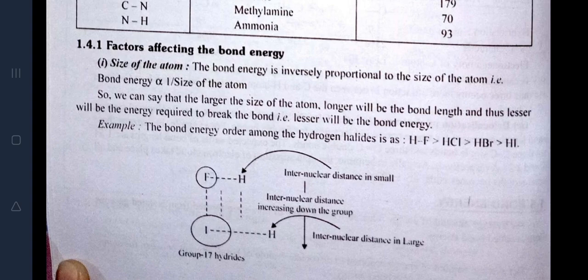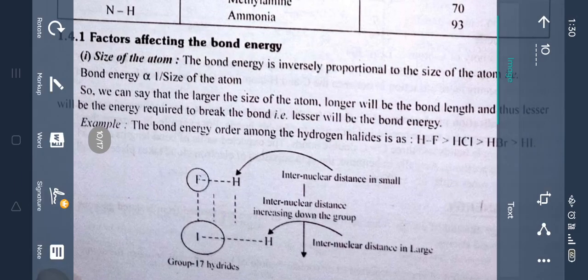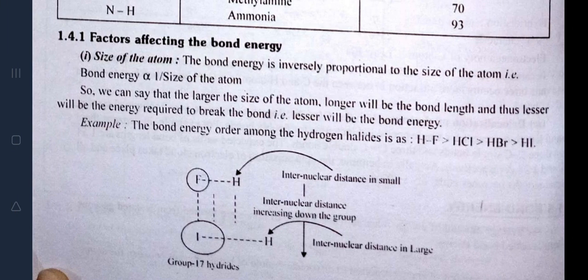First of all, the size of the atom. Bond energy is inversely proportional to the size of the atom. So we can say that the larger the size of the atom, the longer will be the bond length, and thus the lesser will be the energy required to break the bond, the lesser will be the bond energy. For example, the bond energy order among the hydrogen halides is HF greater than HCl, then HBr, then HI.